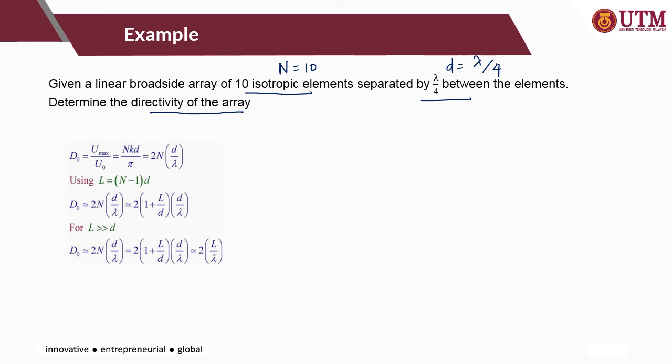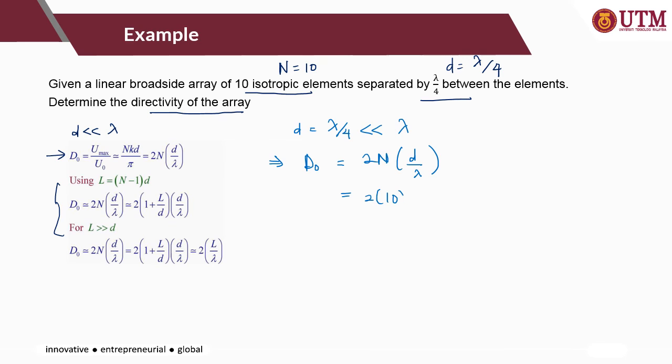Right, so we have this equation. For d less than lambda, you can use this one. Otherwise, for larger structures, you can use the other equations. In this case, d is given as lambda over 4, which is less than lambda. Therefore, D naught equals 2n times d over lambda, where n is the number of elements, 10. As usual, I always recommend you write down the general equation first, then include all the values you have before you provide the final answer.